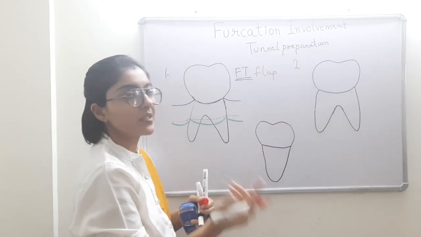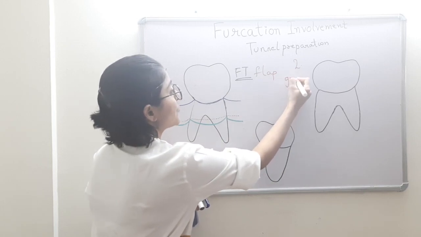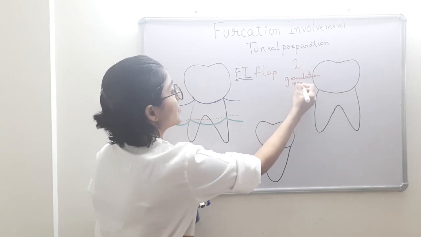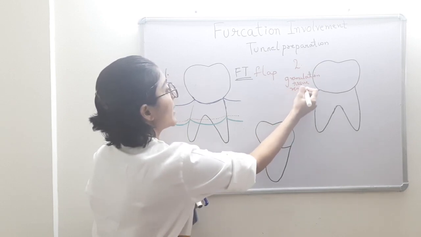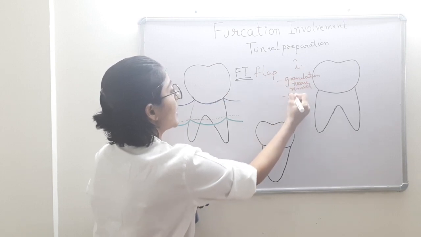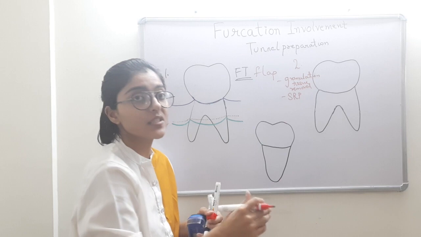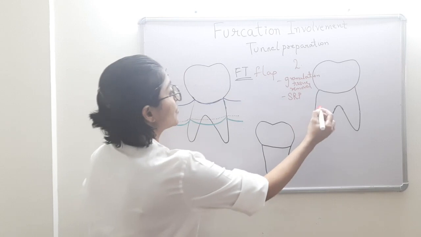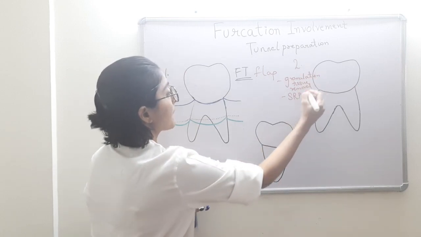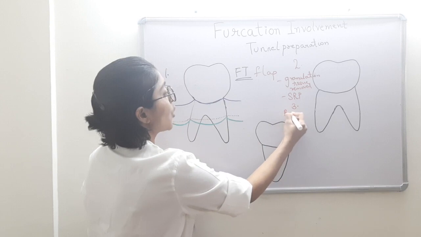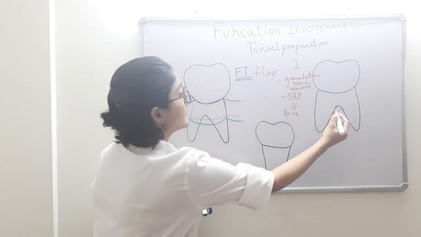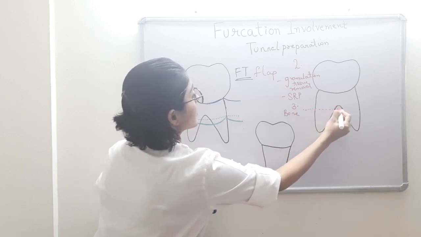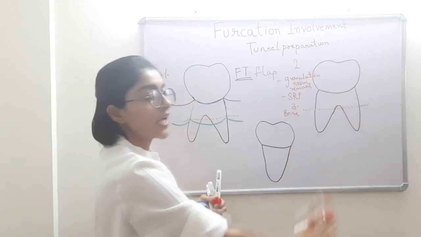Now the number two step is, of course, granulation tissue removal to the defect, followed by thorough SRP, scaling and root planing, so that our area of interest is now cleanly available to us, clean and neat. And then the number three step is going to be bone removal from the interradicular area. That is, here in this area, this is our crest. This is our alveolar crest level.